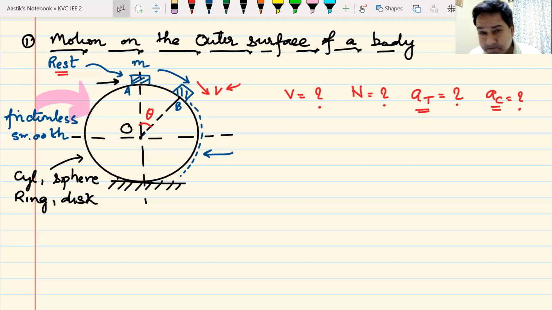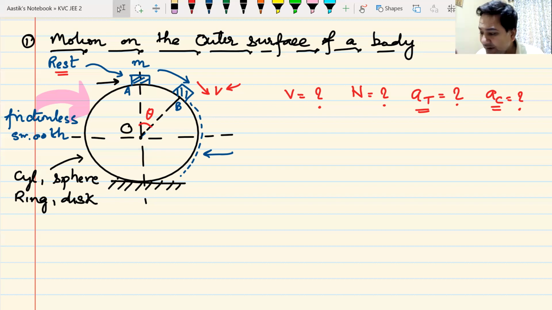Draw FBD. Yes, draw FBD. Free body diagram. I've already told you the steps that we need to do. You just have to follow those steps.